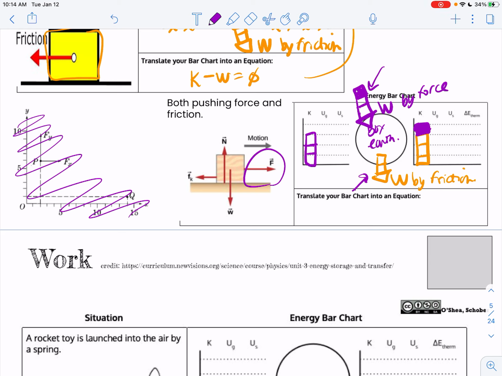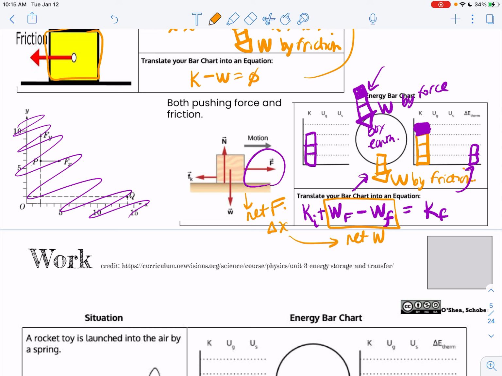And again, instead of this work by friction, if you wanted to draw that as E-therm, that's fine. It's the same difference. It doesn't really matter. Okay, so mathematically, I would say kinetic energy plus work done by the force minus work done by the friction equals the final kinetic energy. Okay, so this here is what we would call the net work, right? Because instead of going through all this rigmarole, you could just figure out what the net force is and then do that times the displacement, right? But that's effectively what you're doing here, okay?